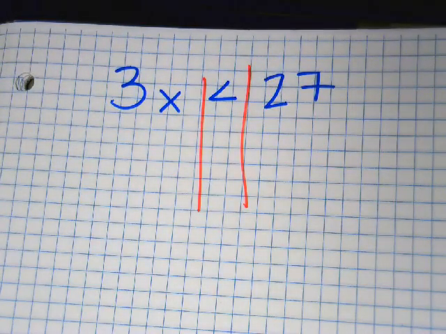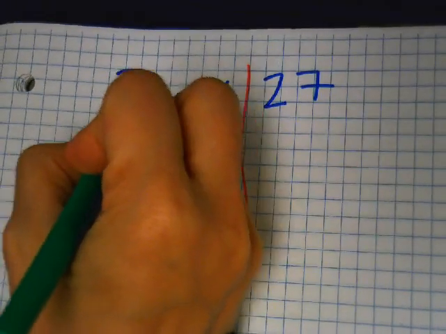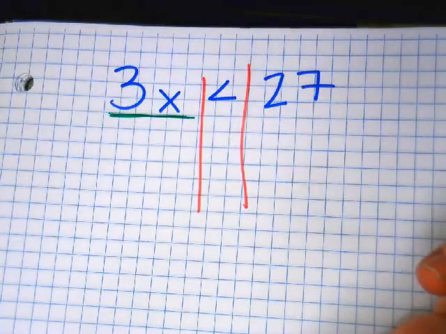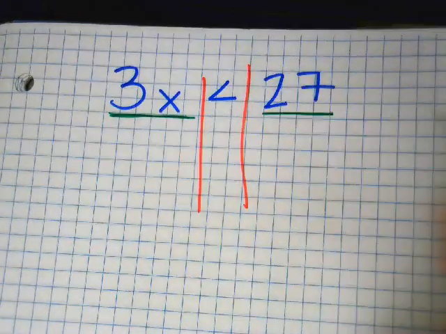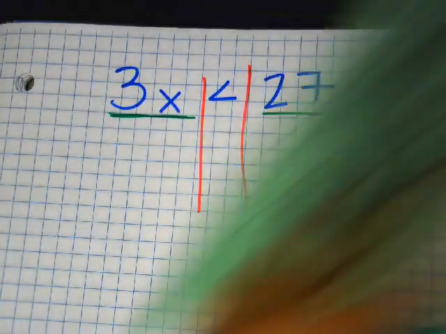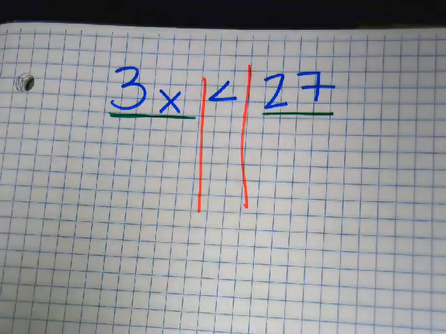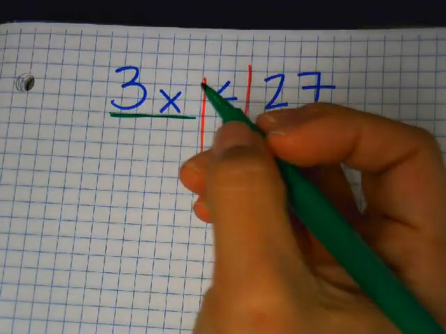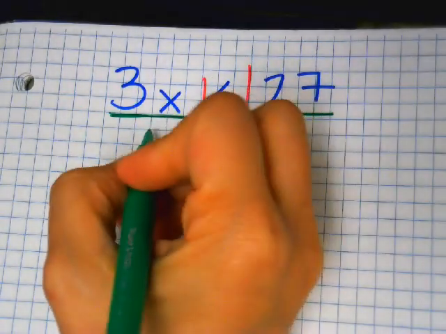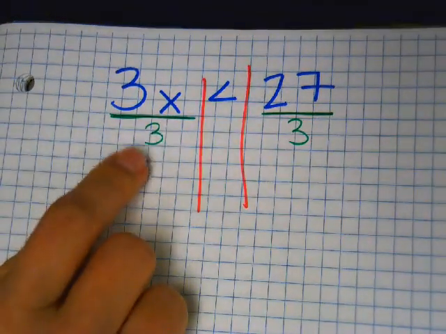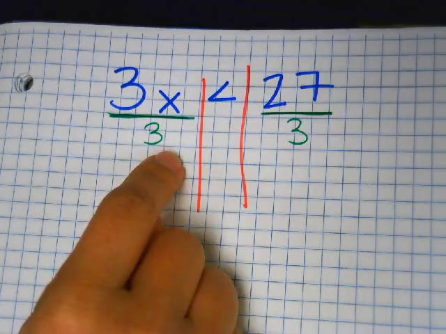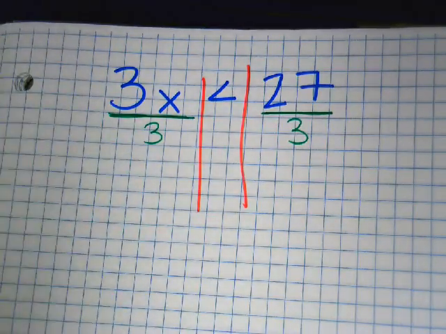So how do I show division in these problems? This in math means divide. So you're going to use this as your division. You are not going to use the division symbol, okay? So what number am I dividing by? 3. So we're going to put 3 on both sides.